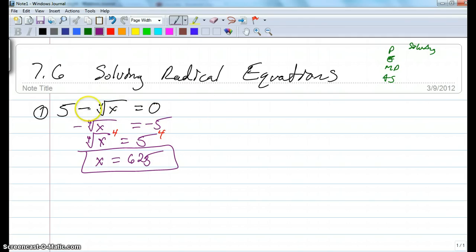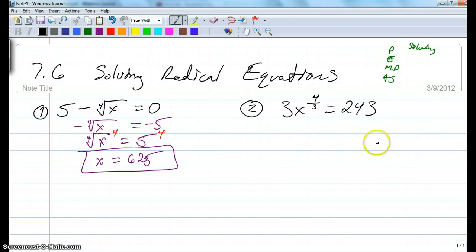Another way that we could have solved this is to just add this to this side, and then we just have 5 equals the 4th root of x. Same thing. Just wanted to show you this in case you have a negative. Don't forget to make sure you get rid of it. Let's go to number 2. Number 2, 3x to the 4/3 power equals 243.